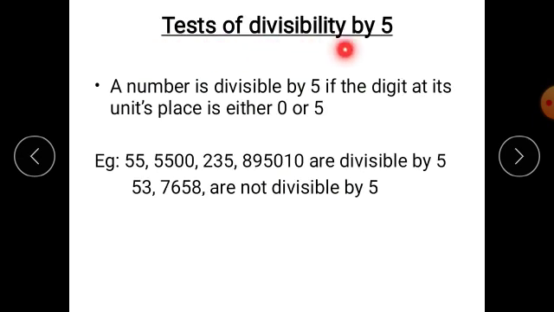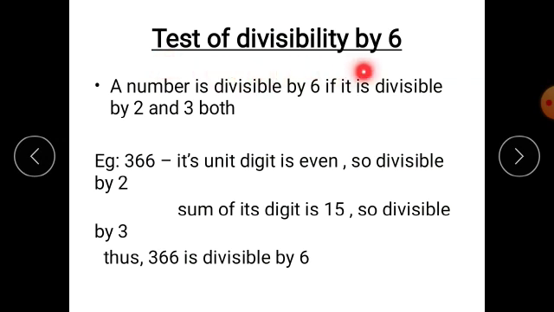Next we have test of divisibility by 5. A number is divisible by 5 if the digit at its unit place is either 0 or 5. For example, 55, 5500, 235. So these are divisible by 5, and 53, 7958 are not divisible by 5.